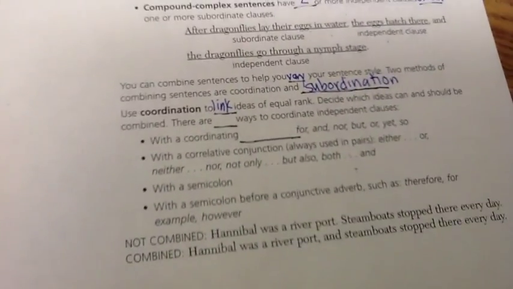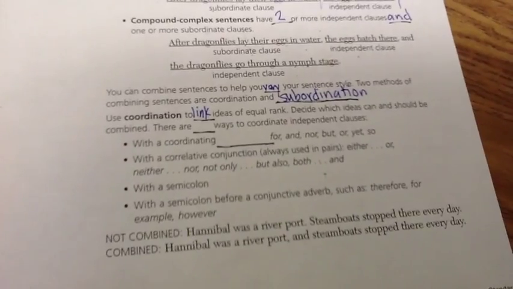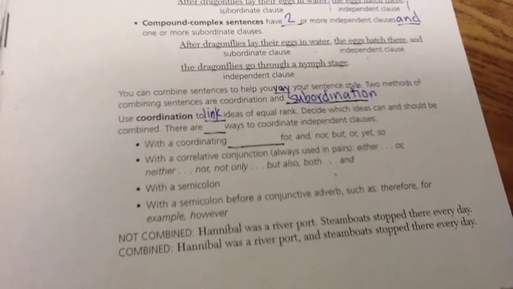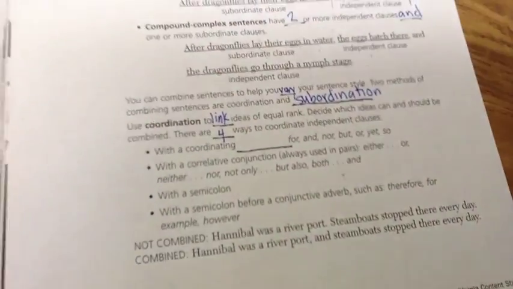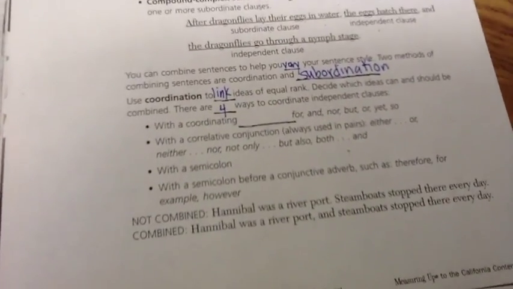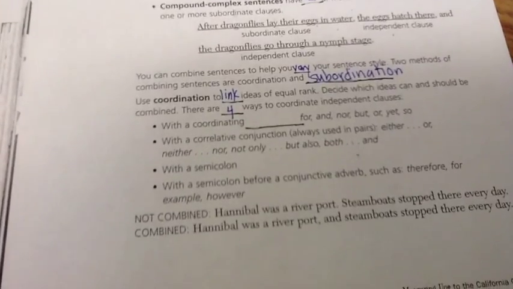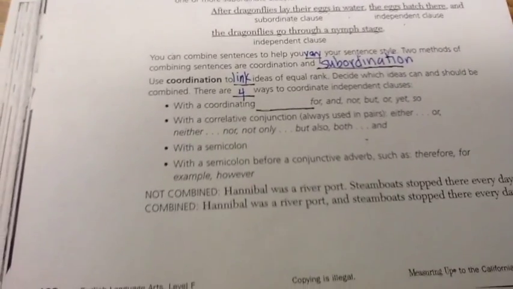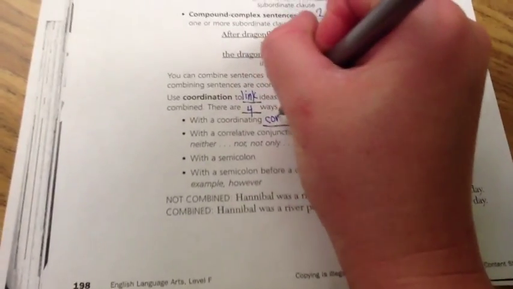We use coordination to link ideas of equal rank. Decide which ideas can and should be combined. There are 4 ways to coordinate independent clauses. So there are 4 different ways to join independent clauses. The first way is with a coordinating conjunction.